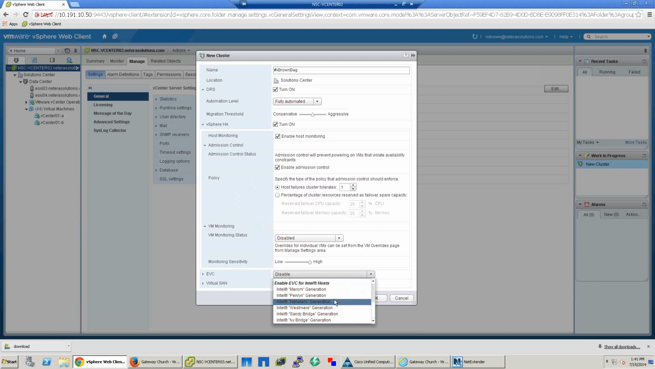Now, I've seen this as well, where EVC is not enabled on a cluster, and then you find out later that perhaps you want to enable EVC. Well, it's not easy to enable EVC on a cluster that's running virtual machines. As a matter of fact, you essentially can't. So I suggest you enable EVC as soon as you create the cluster. For instance, you could have a cluster full of particular Intel CPUs, and then another cluster with AMD CPUs.